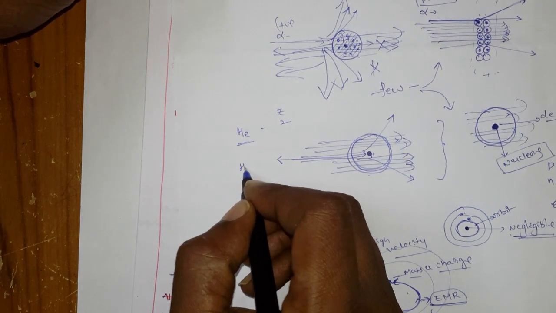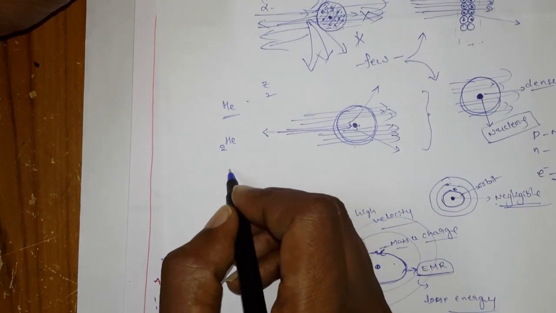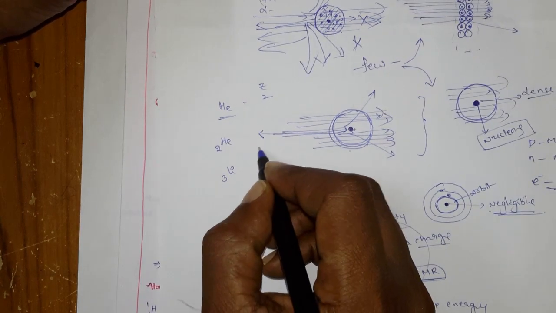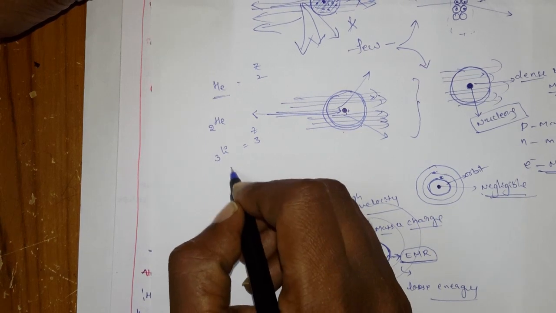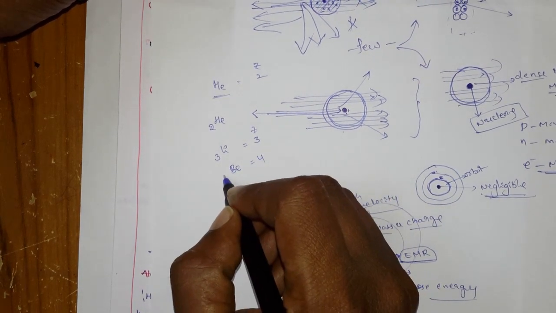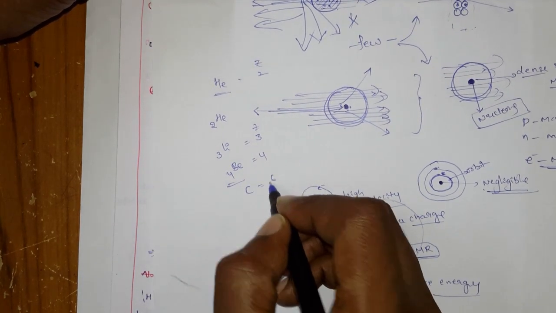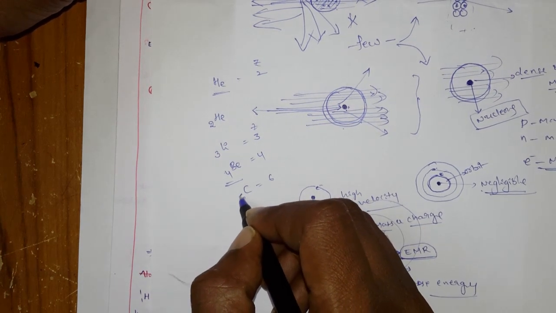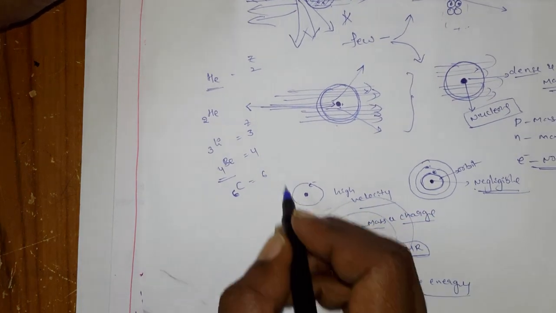While writing, for helium we write 2. Come to lithium, we write 3, that means Z is equal to 3. Beryllium, Z is equal to 4. Now come to carbon, Z is equal to 6. That means it contains 6 protons in the nucleus.